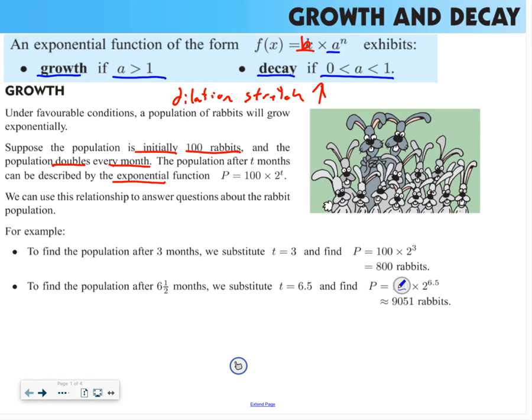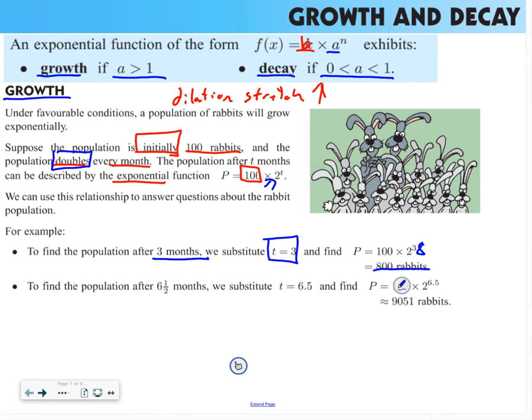So in this example, we see 100 is the initial amount of rabbits we have. So this is closely tied to our initial value. Then our b value, because we're dealing with growth and because it's doubling, is 2. To find the population after 3 months, we substitute t, our time, with 3 into our function, and we get 100 times 2 to the third. Well, 2 to the third is 8, so 100 times 8 is 800 rabbits.